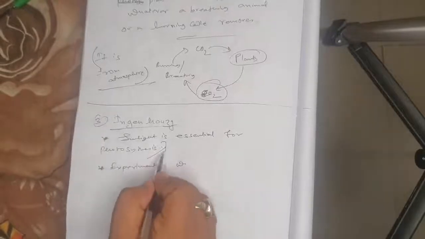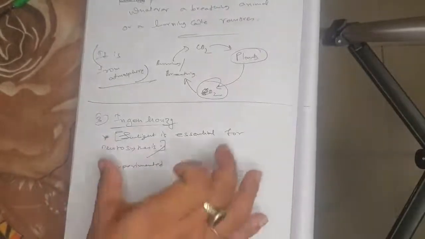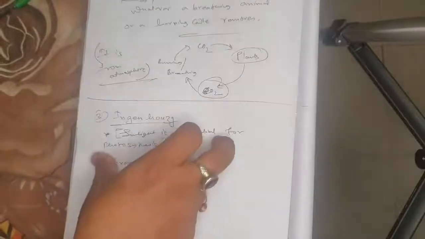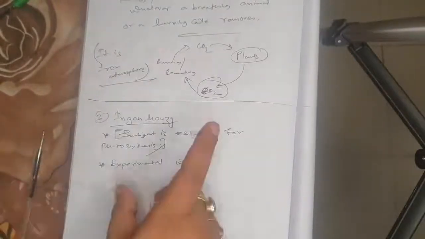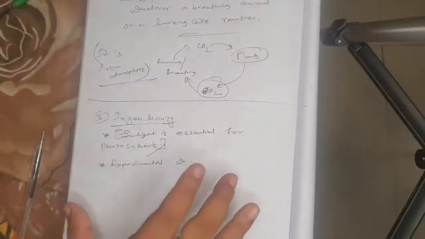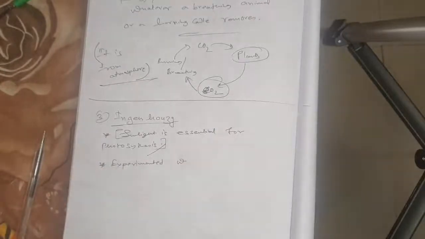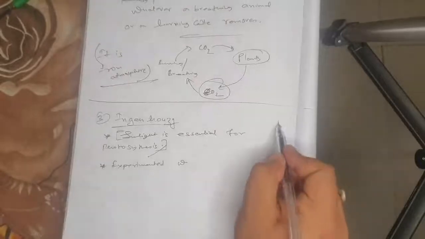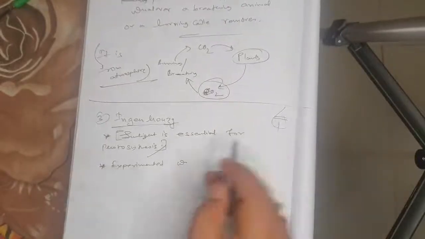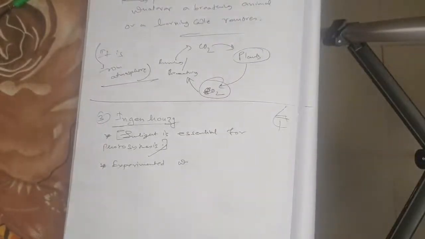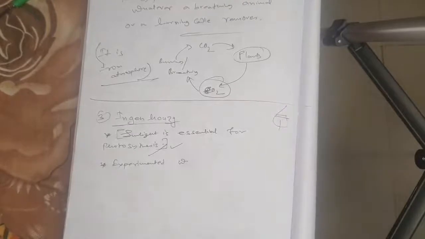I hope I don't need to tell you what the experiment is that shows sunlight is essential for photosynthesis. You have very well learned it in class 10: if you put a dark cover, then starch is not present. So we don't have to know right now exactly what experiment he did, but yes, sunlight is essential for photosynthesis. That was said by Ingenhousz.